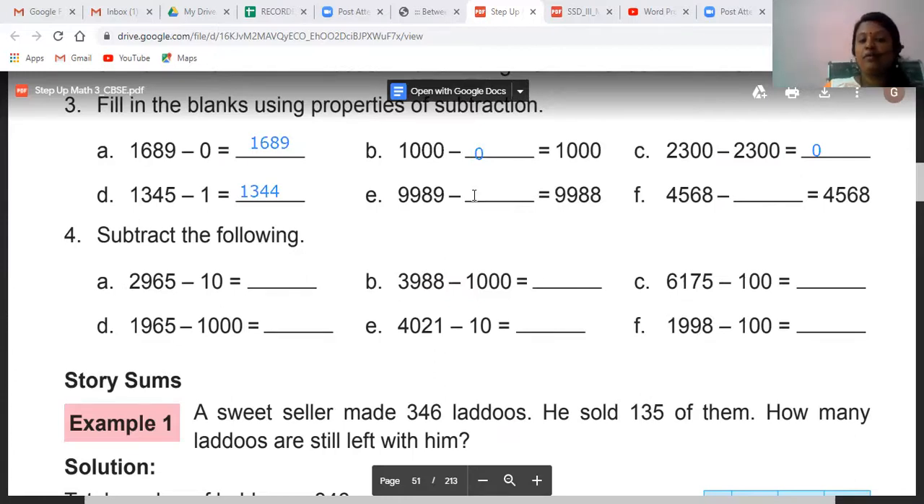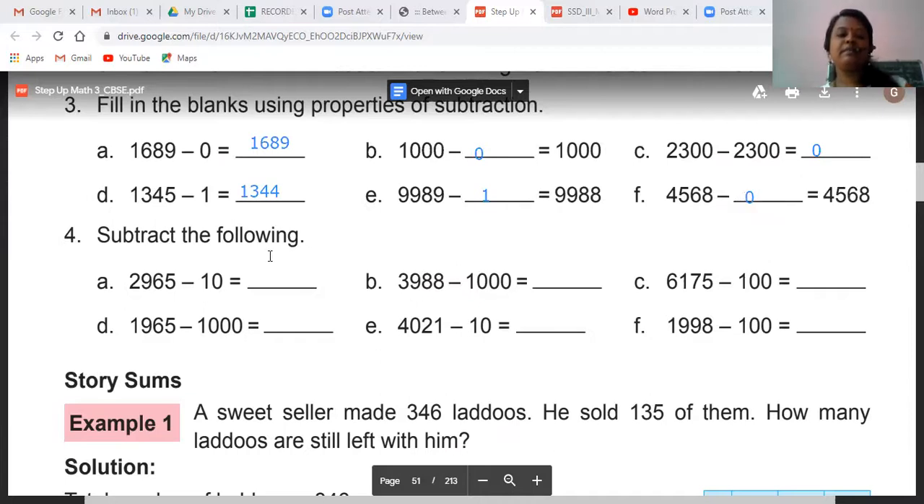9989, with what should it be subtracted in order to get 9988? Yes, it should be reduced by 1, since you could see the difference of both the numbers is 1. 4568 minus what would result in 4568? Yes, it is 0.